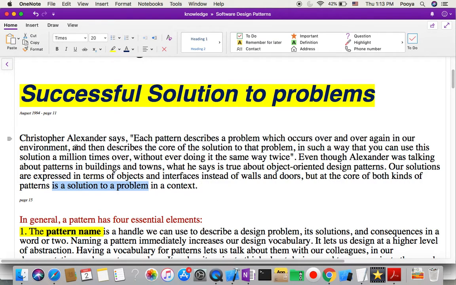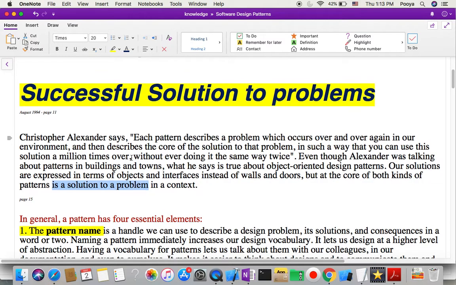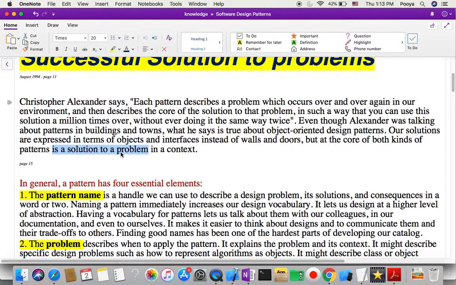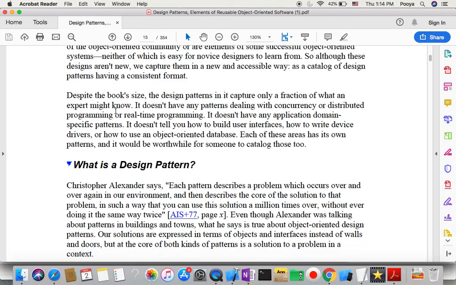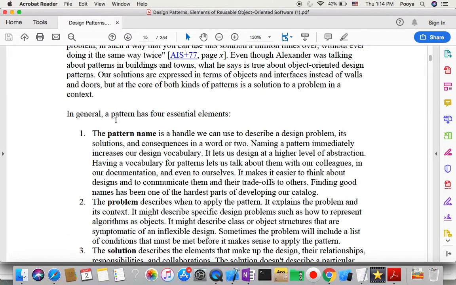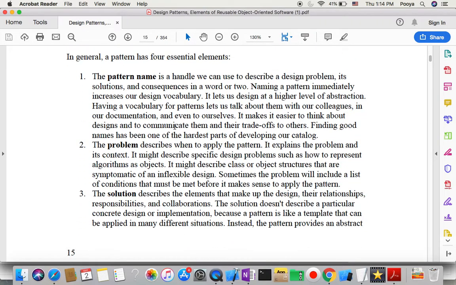So Christopher was an architecture designer, and he was talking about buildings and towns, his expertise. But his sentence was the basis of understanding design patterns, and is pretty true for design patterns. Also, from the design patterns book, I believe on page 15, it tells us that in general a pattern has four essential elements.